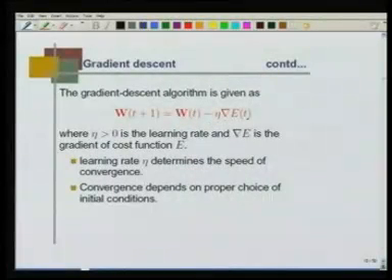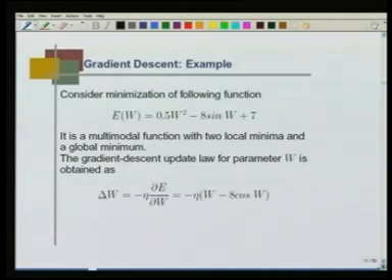So, the gradient descent algorithm as usual is given by this. The learning rate eta determines the speed of convergence. Convergence depends on proper choice of initial conditions, that I have already told you. So, now let us take a simple example of gradient descent.